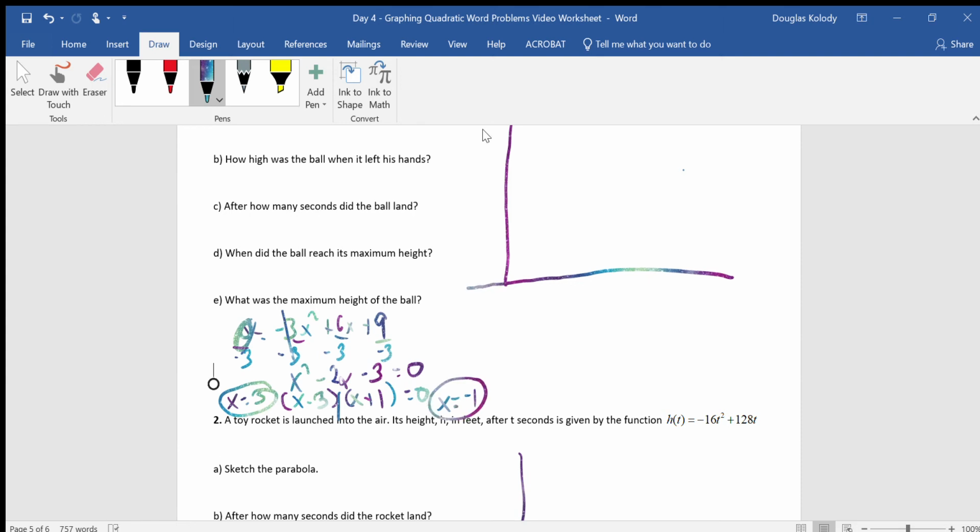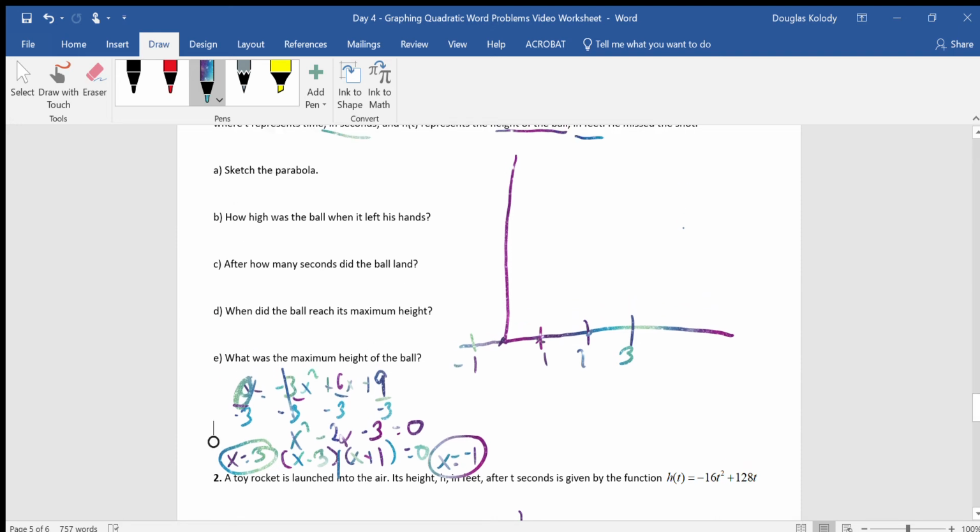All right, so if I were to continue that to -1, that's right there, and then 1, 2, 3. So now it's time for the axis of symmetry. One to the left, one to the right, and my axis of symmetry is right there at x equals 1. So my vertex is going to be 1 comma something.